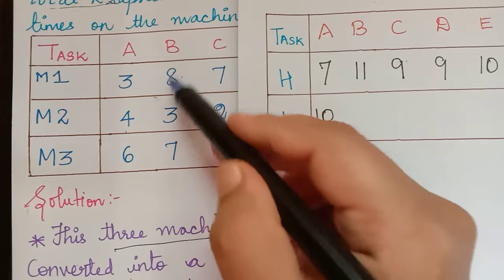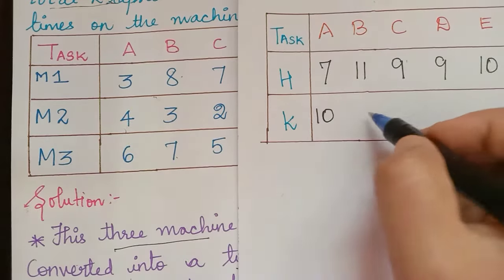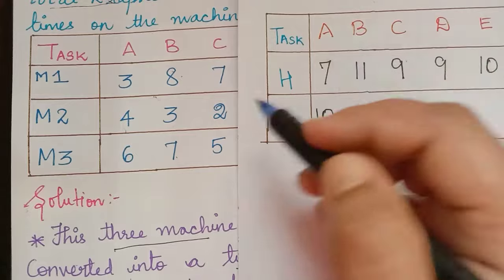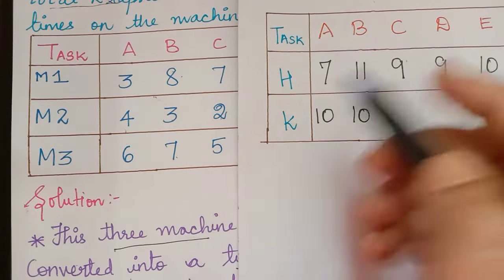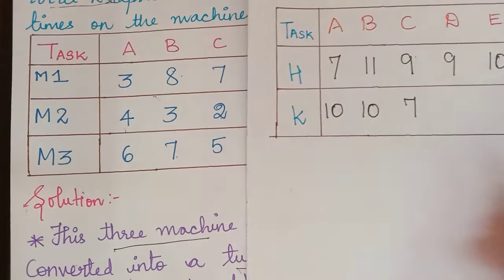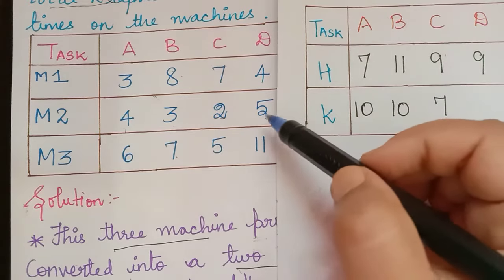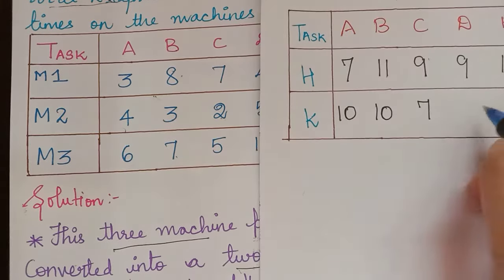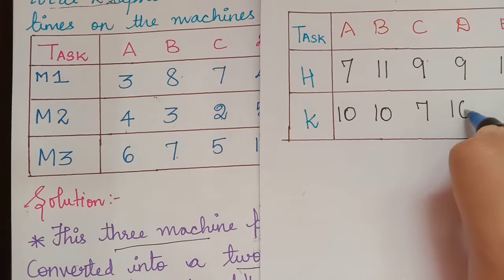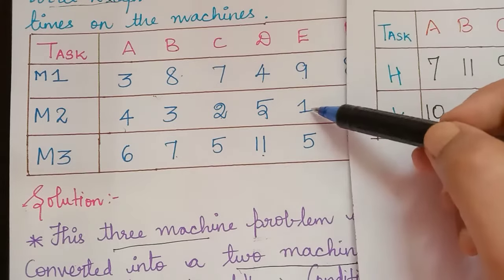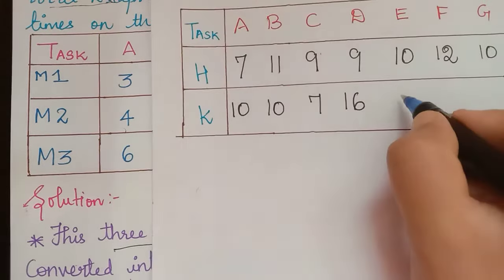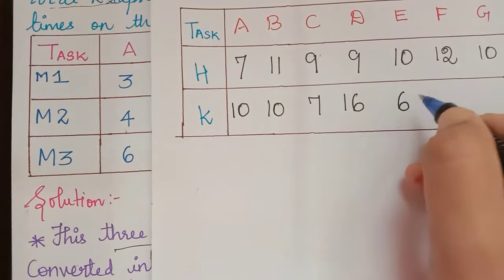Then for B, it is 3 plus 7. So again 10 here. And for C, 2 plus 5, so it will be 7. And then for D, it is 5 plus 11, which is 16. We have to write that 16 here. Then for E, it is 1 plus 5, and so that is 6. We have to write the 6 here.